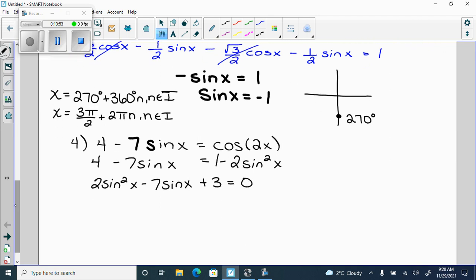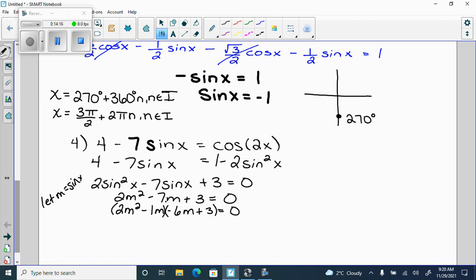So I'm going to get 2m squared minus 7m plus 3 equals 0. The multiply is going to be 6. Now it's going to be negative 7. Negative 6 and negative 1. 2m squared minus 1m minus 6m plus 3. Two m minus 1.